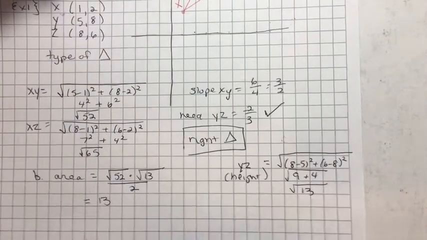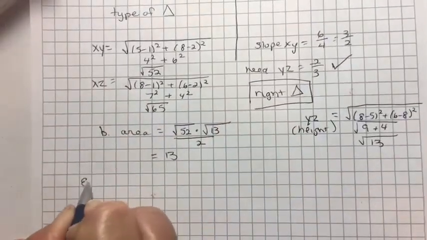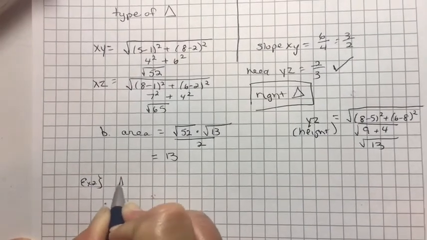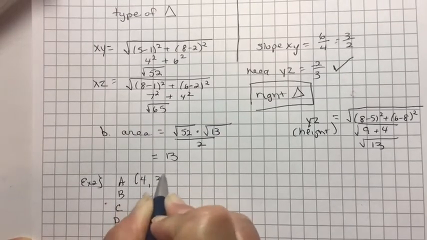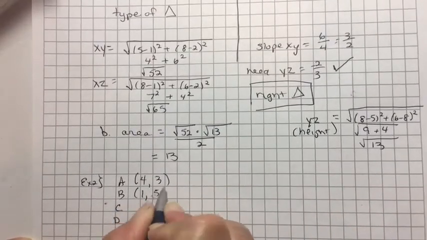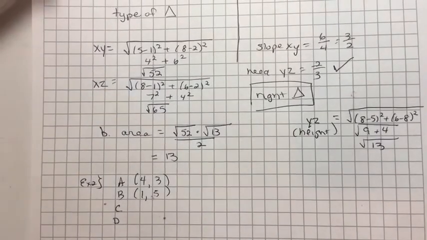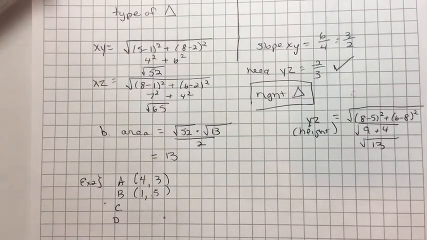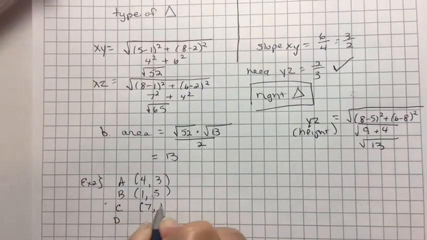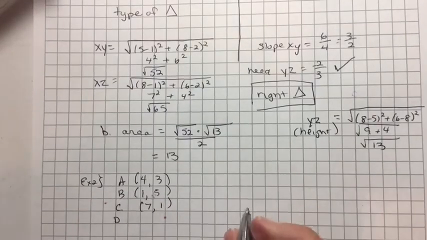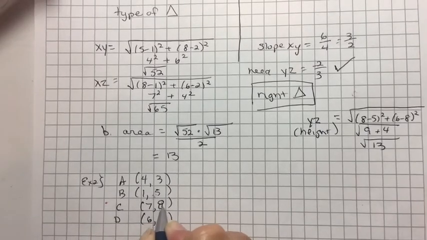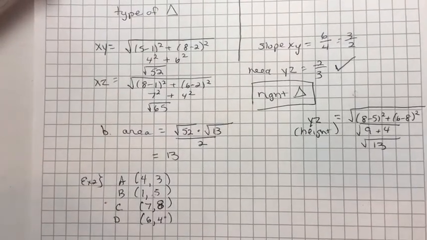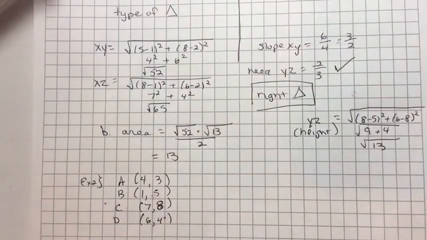Let's do one that is going to be a quadrilateral. So for example 2, go ahead and graph the points A, B, C, and D, 4, 3, 1, 5. Oh goodness, I can't read my own writing. I think that's 7, 1. And then D is 6, 4. And actually, no, let's make that 7, 8. All right, go ahead and pause the video while you graph those 4 points.